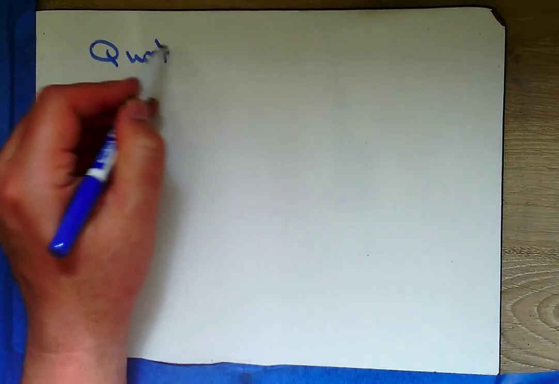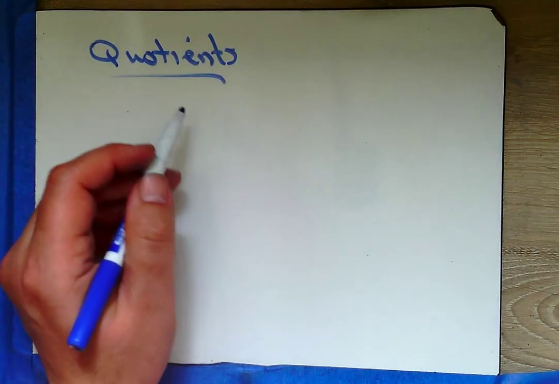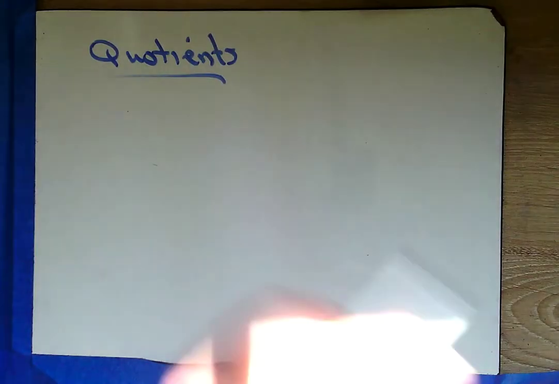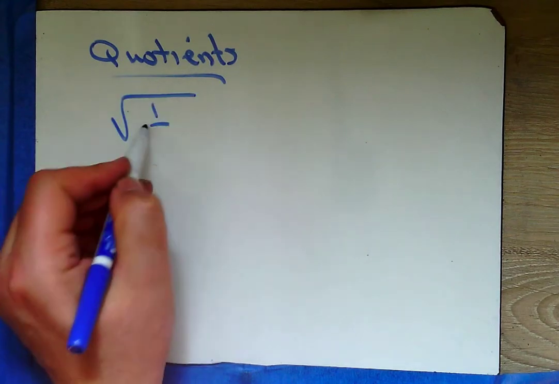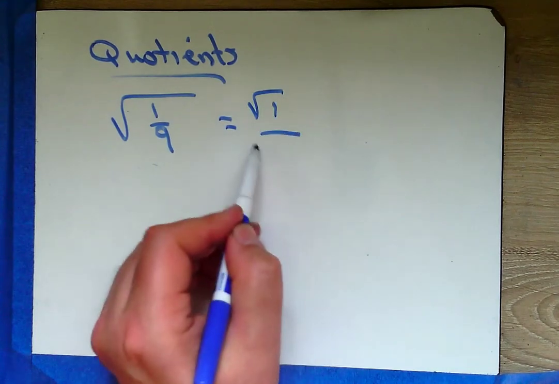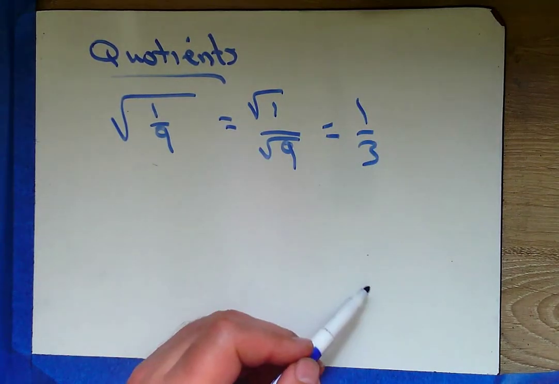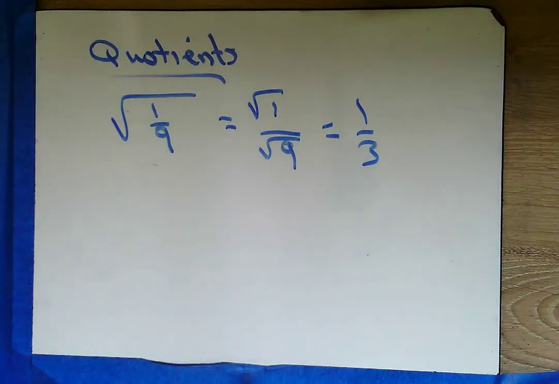Okay, so round 1 was simplifying, round 2 was multiplying, round 3, quotients. So I'm dividing. I'm dividing in round 3. So let's start with something like this. When you have something like this, you can actually split it up into this and this and get 1/3. That's probably the easiest thing to do there.